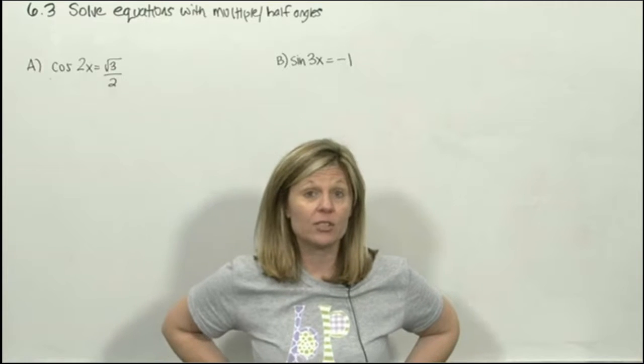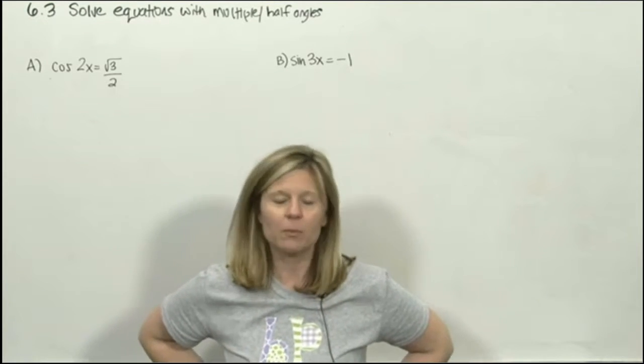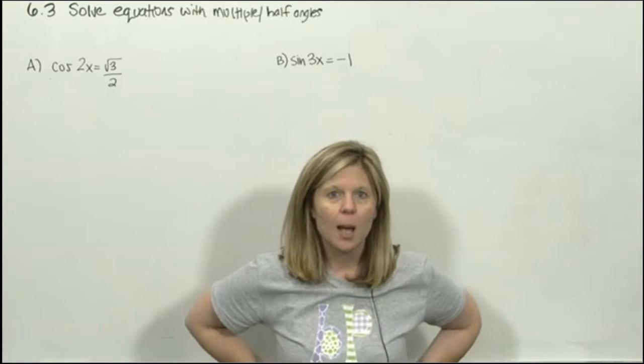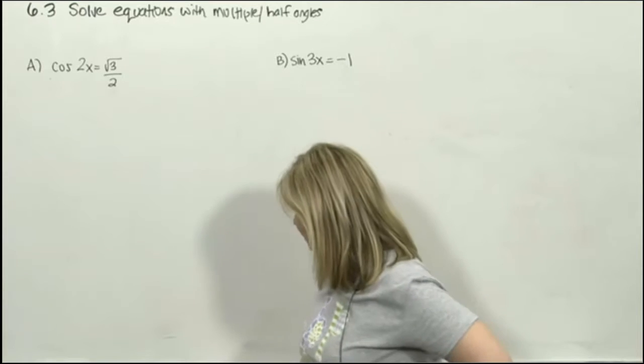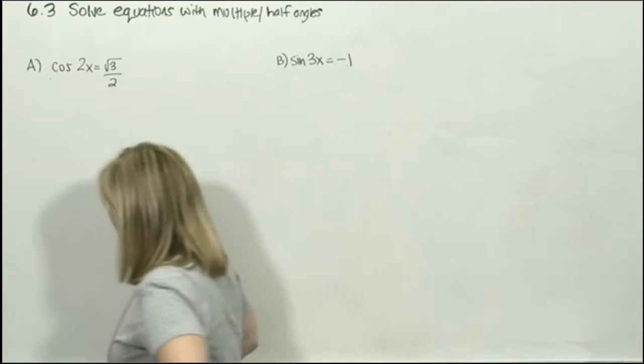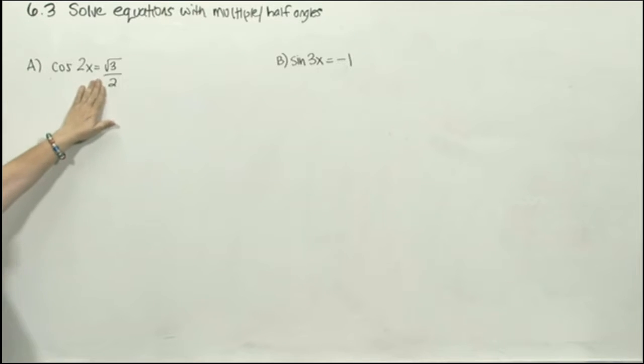Substitution means to replace one function for what it equals, one expression for what it equals. We can do substitution. The problem is we're going to create an equation that's more difficult to solve. So let me show you what I'm talking about. If you look here in our example A, we have cosine 2x is square root of 3 over 2. And we want to solve that equation for the angle x. And we notice it has a double angle.